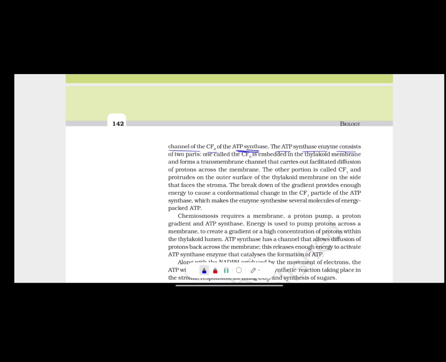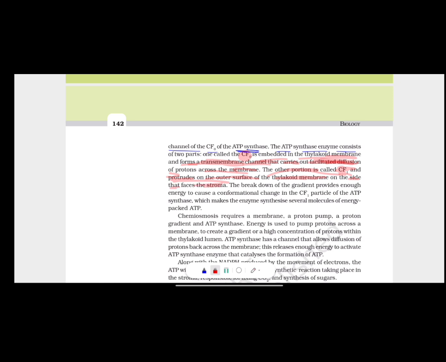The ATP synthase enzyme consists of two parts. CF0 is embedded in the thylakoid membrane and forms the transmembrane channel that carries out the facilitated diffusion of the protons across the membrane. The other portion is called CF1 and protrudes on the outer surface of the thylakoid membrane, on the side that faces the stroma.